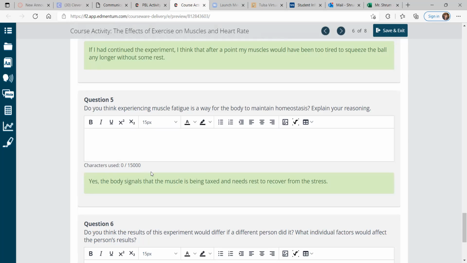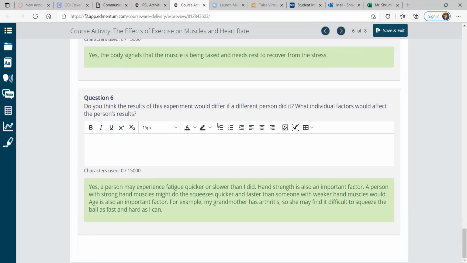Anytime you feel fatigued or tired, that is your body telling you that you should probably not continue this activity unless you want to get hurt, right? When your body is experiencing stress, physical stress, your body wants to stop doing the thing that is causing it stress.